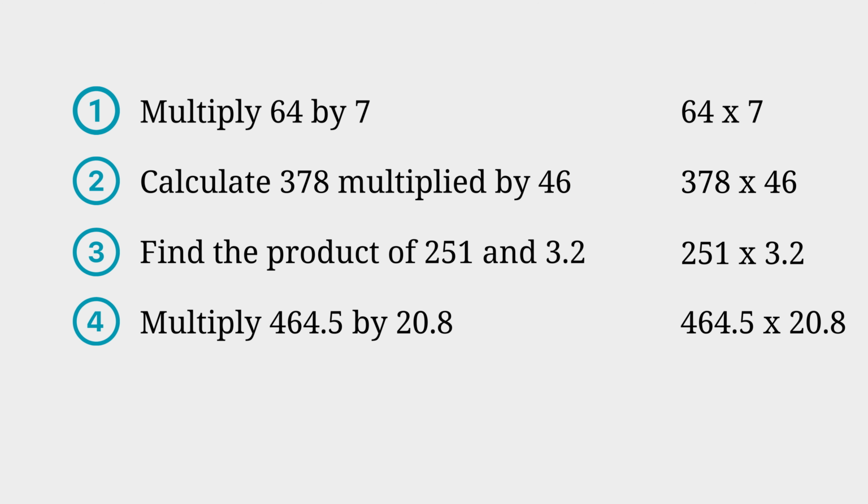We are going to cover multiplication with whole numbers and with decimals so that you can see the difference between them. First example, multiply 64 by 7.